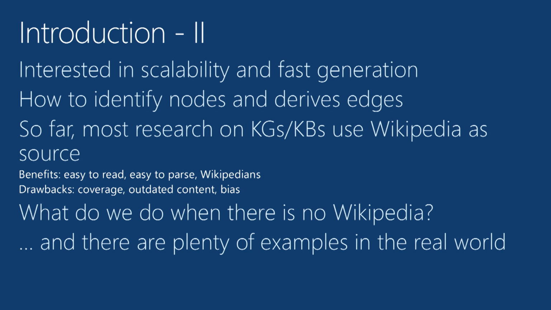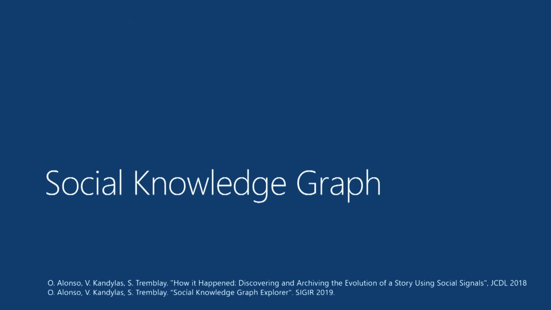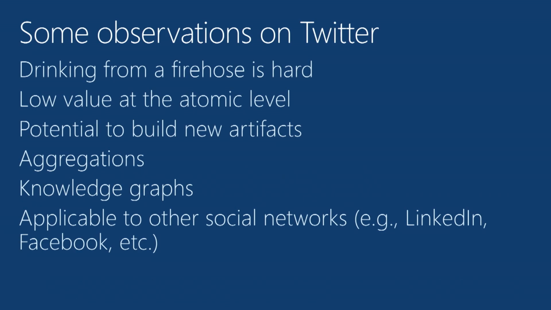Now the problem is, what do we do when there's no Wikipedia? There are plenty of examples in real life where you don't have Wikipedia, and if you don't have Wikipedia, how can you derive a graph? And that's this talk. The first one is SKG, the social knowledge graph. If you're really interested in the topic, I have pointers to papers that we published. We have one in CIR and the other one in JCDL that gets into the details of all of this.